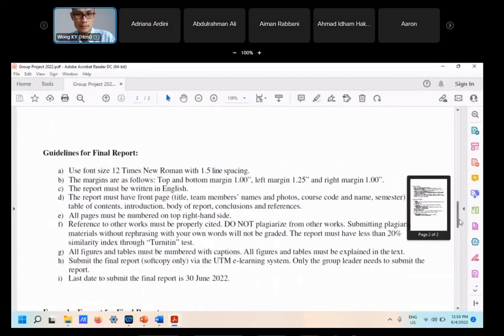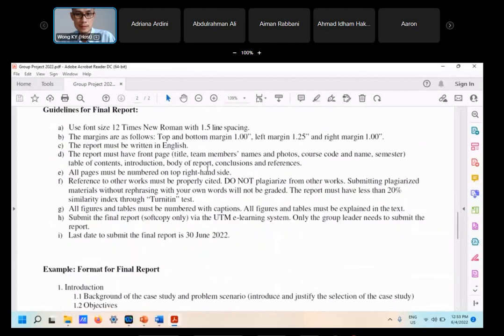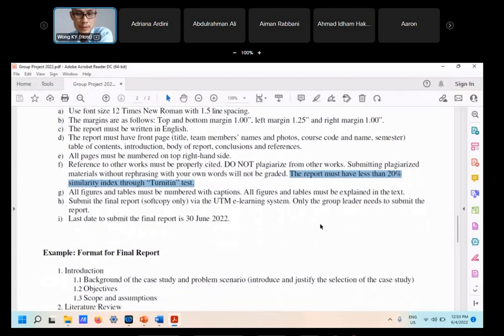The format of the final report is already mentioned here. You have to submit it to Turnitin. I hope you all know how to submit to Turnitin. In fact, you have to attach the Turnitin report to me also later. The report must have less than 20% similarity index. So every group must submit their report to Turnitin, which generates the report, and you have to submit the Turnitin report.